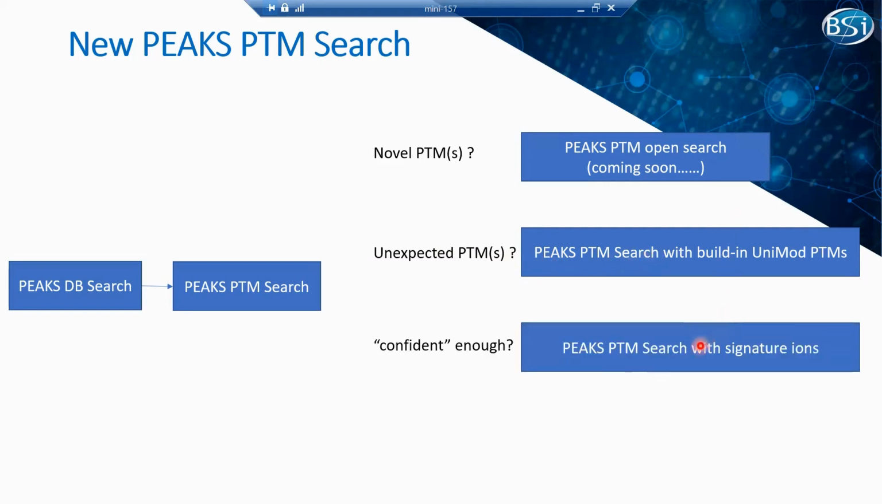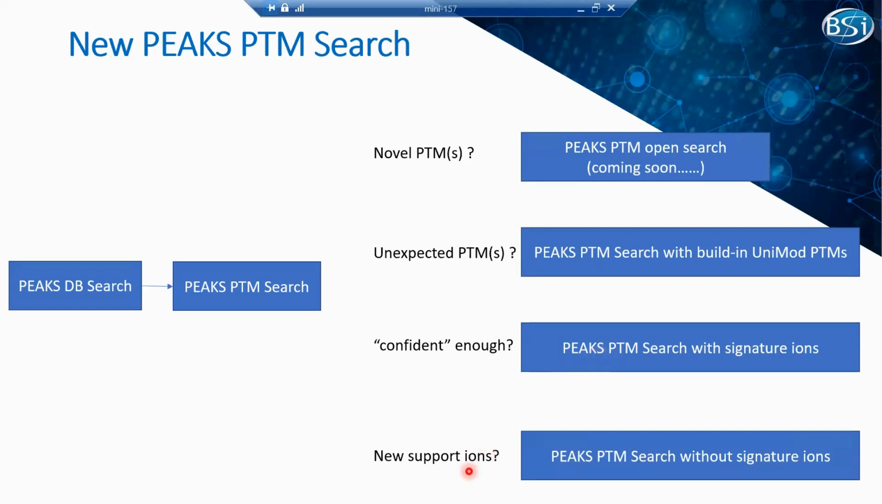Then for the target PTMs, how can we say they are confident? To answer this, we can run the PEAKS PTM search with different filters to make sure the PTM is confident. And if we want the signature or new support elements, we can run the PEAKS PTM search without the signature element, and then we can find the potential items. And lastly, we can include the signature element to do the restore, to help us find more PTMs.